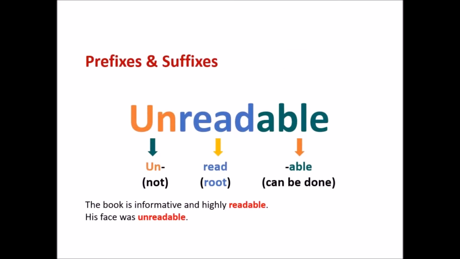Okay, now we can add prefixes and suffixes to a root word. Let's see this example. Read is the root word. We have added a prefix in the front, un, meaning not, and a suffix at the end, able, meaning can be done. Unreadable: cannot be read, or cannot be understood. Let's move.